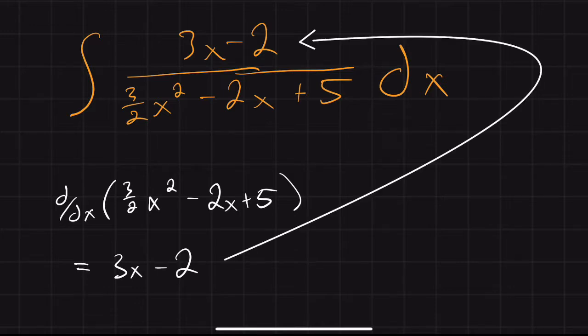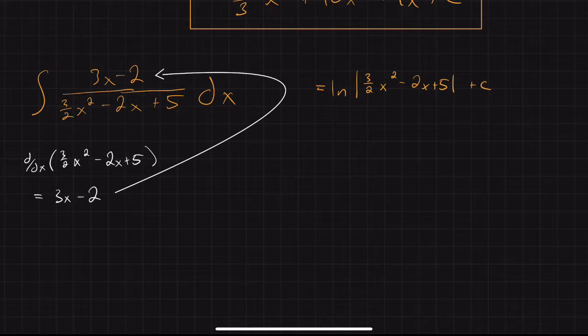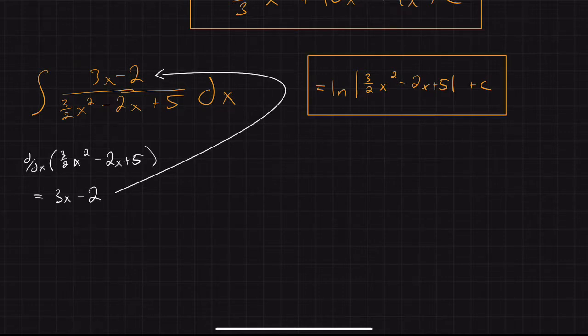Anytime that's true, that means the antiderivative is going to be a natural log. If you take the derivative of a natural log, what's inside the natural log goes into the denominator, and then the derivative of what's inside goes in the numerator. So if you have a rational function where the numerator is the derivative of the denominator, that means the antiderivative, or the integral, is just the natural log of the absolute value of the denominator. And don't forget the plus c.